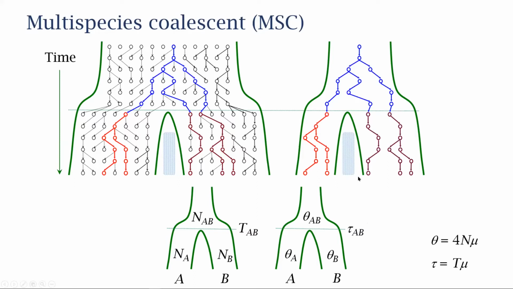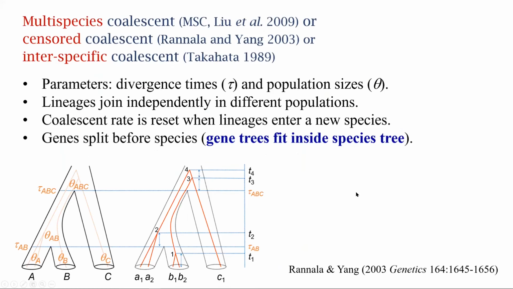So that's the extension. I just have a slide about some features I want to describe. In terms of parameters, we have 2 sets of parameters, divergence times and population sizes, instead of just 1 population size for a single population.